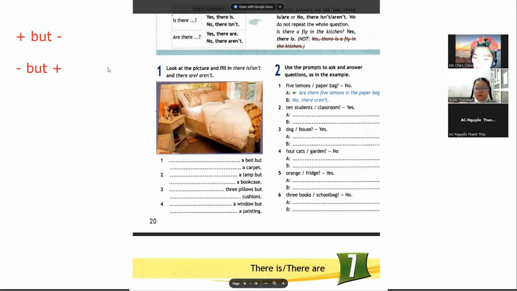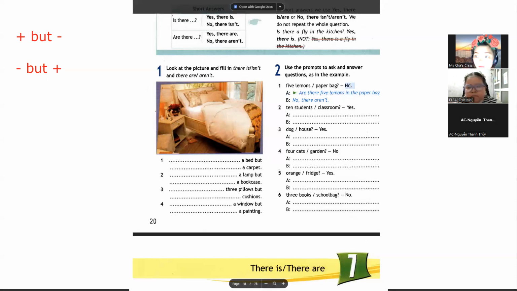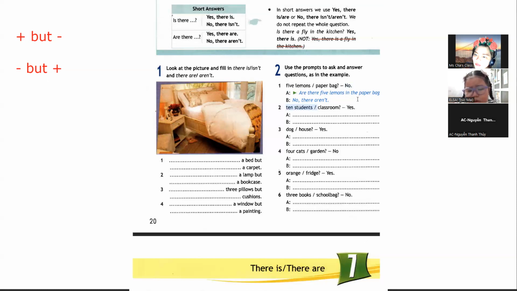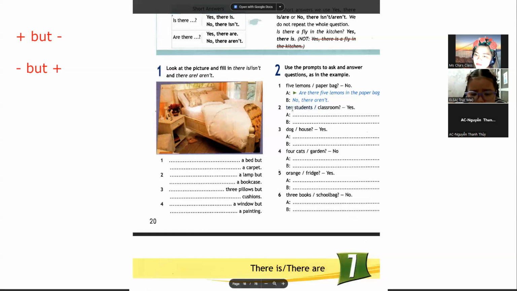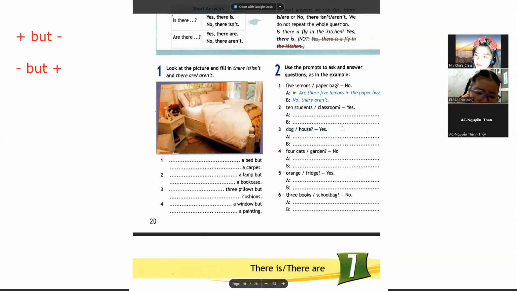Now moving on to here, use the prompts to ask and answer questions as in the example. So in here, you need to make your own question. As here, are there 5 lemons in the paper bag? No, there aren't. How about number two? How can you make a question? Are there 10 students in the classroom? Yes, there are. Good.